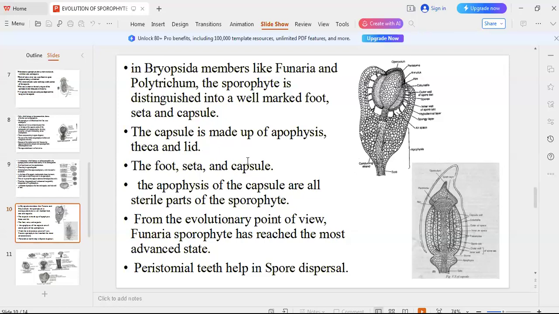But in Marchantia and Anthoceros, these parts are not there in the capsule structure. Remember this. I will tell you again and again. The capsule is made up of three parts: apophysis, theca, and lid. The foot, seta, and the capsule. The apophysis and the capsule wall are sterile parts of the sporophyte. From the evolutionary point of view, Funaria sporophyte has reached the most advanced stage. This is the Funaria. Peristomial teeth help in spore dispersal. Peristomial teeth are arranged at the peristome, above the theca at the operculum place. These help in the spore dispersal.